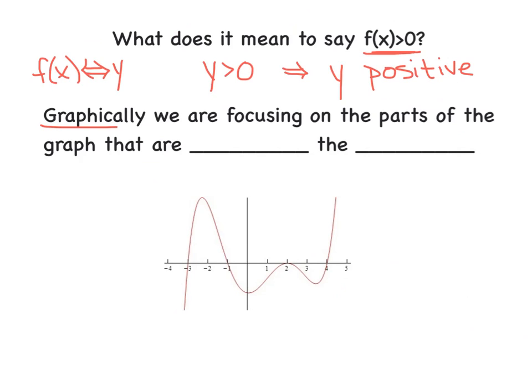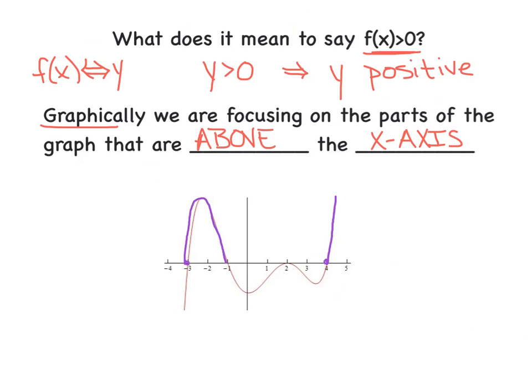Now graphically, what we're really focusing on is the parts of the graph that are above the x-axis, and that's all you need to know. We're going to find what parts of the graph are above the x-axis, aka what y values are positive. So what I'm thinking is starting right here up until right around there is where the graph's above the x-axis, and then again starting at 4 all the way to infinity.